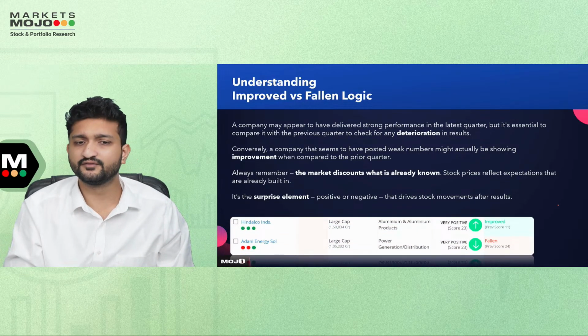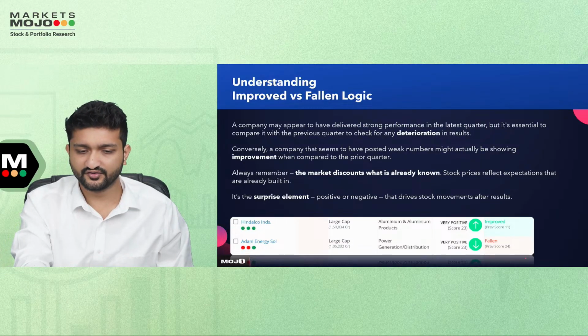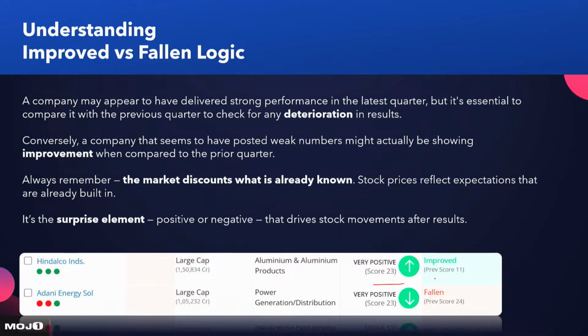I'll give another example of Hindalco. Very positive results in this quarter. Very positive. Improved. Because previous score was 11, this time CFT score is 23. Adani Energy Solutions, very positive results. But last time it was 24. This time it is 23. Okay, this is not the score of the stock. This is the CFT score, which we've been talking about now. Don't get confused between this and the final score on the stock.